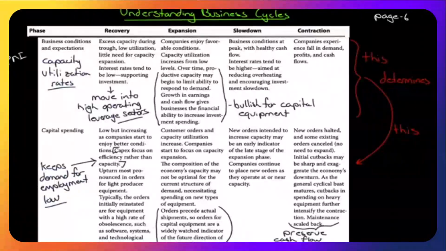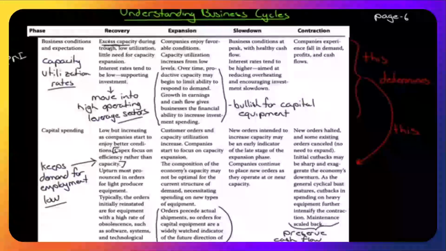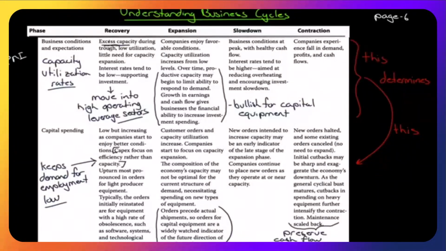So let's look at it through recovery, expansion, slowdown, and contraction. In recovery, excess capacity, that's a big thing right there. If I have excess capacity and business conditions are good, and I expect business conditions to stay good, I'm not really going to make a big investment because I have excess capacity. Excess capacity during the trough, low utilization, little need for capacity expansion, even if I think the future is going to be bright. There's still little need there.